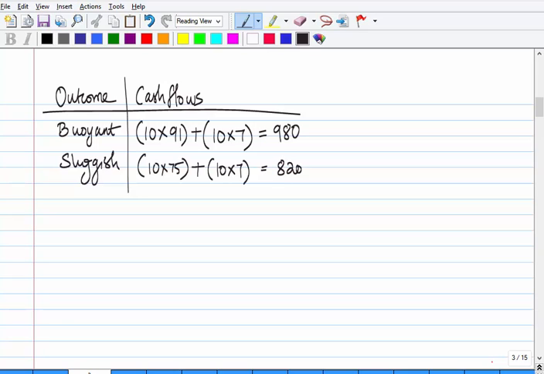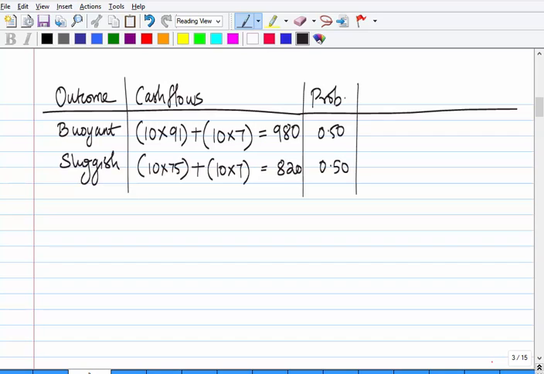But again, you will not get these cash flows for sure because you have probabilities for both these market conditions. So let me capture the probability. The probability for buoyant market condition is 0.5 and for sluggish market condition is also 0.5. So what is the probable cash flow? It is going to be 980 into 0.5, which will be 490, and 820 into 0.5, which will be 410.